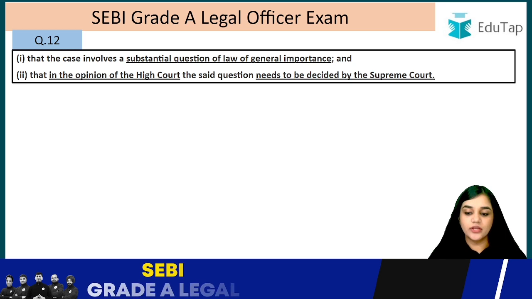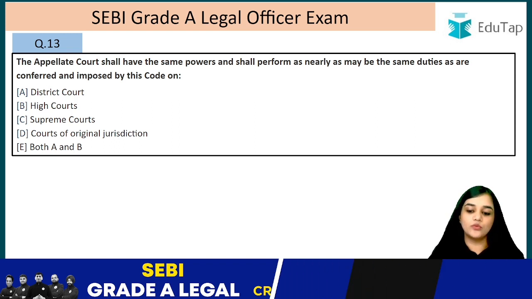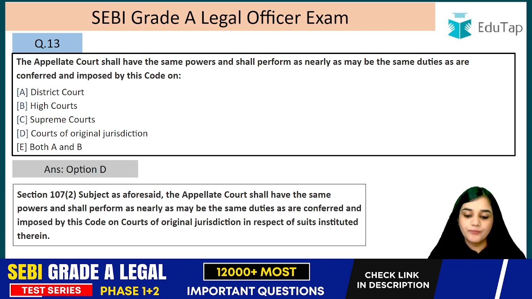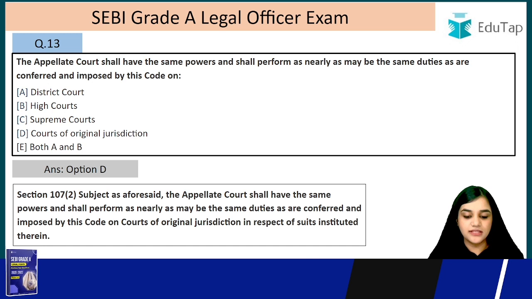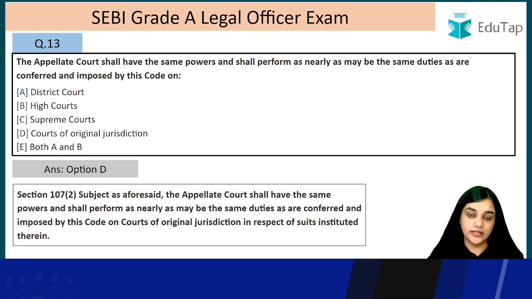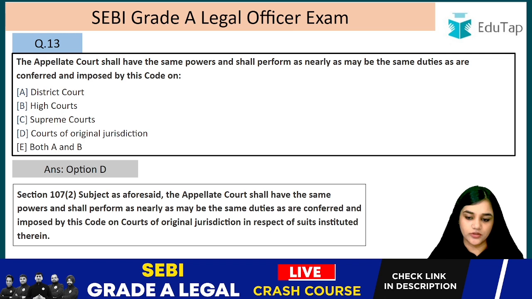Okay, moving on, question number 13. The appellate court shall have the same power and shall perform as nearly as may be the same duties as are conferred and imposed by this court on. The answer is court of original jurisdiction. Let's read it. Subject as aforesaid, the appellate court shall have the same powers and shall perform as nearly as may be the same duties as are conferred and imposed by this section on the courts of original jurisdiction in respect of the suits instituted therein. So they will have the power and the duties same as the courts of original jurisdiction, right?